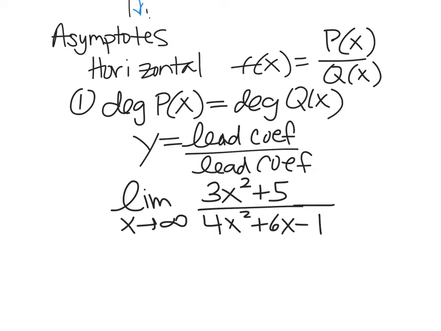That looks pretty tricky, right? It's like, whoa, what's going on here? Well, their degrees are equal to each other. So you really kind of ignore all the other stuff. The other stuff is not really affecting this at infinity. As you're going towards infinity, that 5 means nothing.